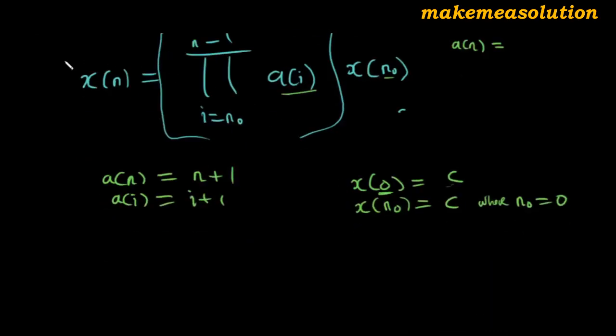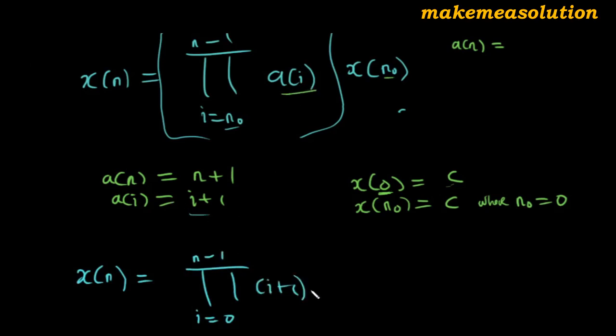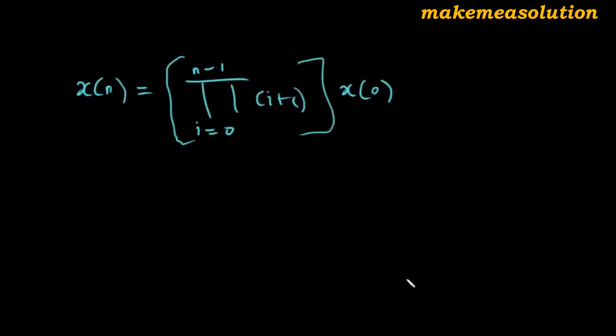So with that, all we just need to do is to substitute everything into the formula. Then your x of n will now be the product from I equal to 0 as our initial condition, up to n minus 1, then instead of a of I, you have I plus 1, then you now have your initial condition, which is x of, instead of n naught, you have 0, like this.